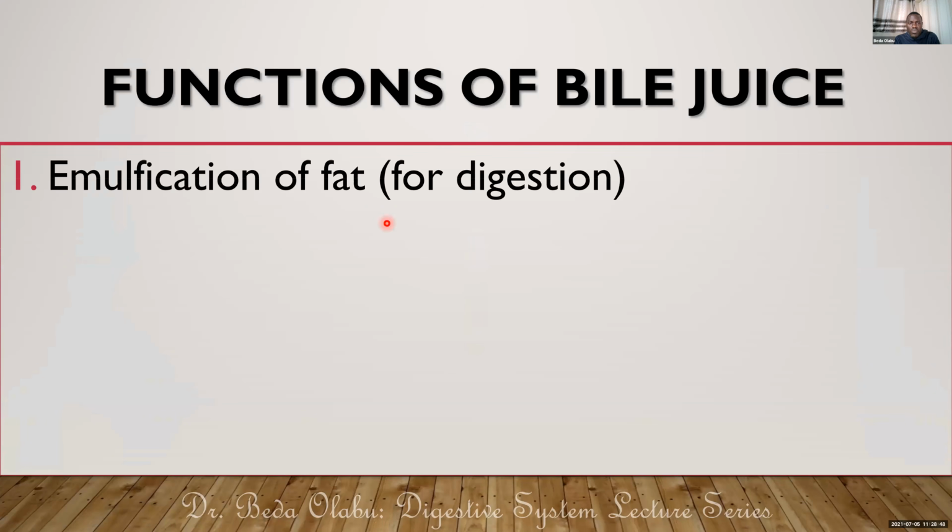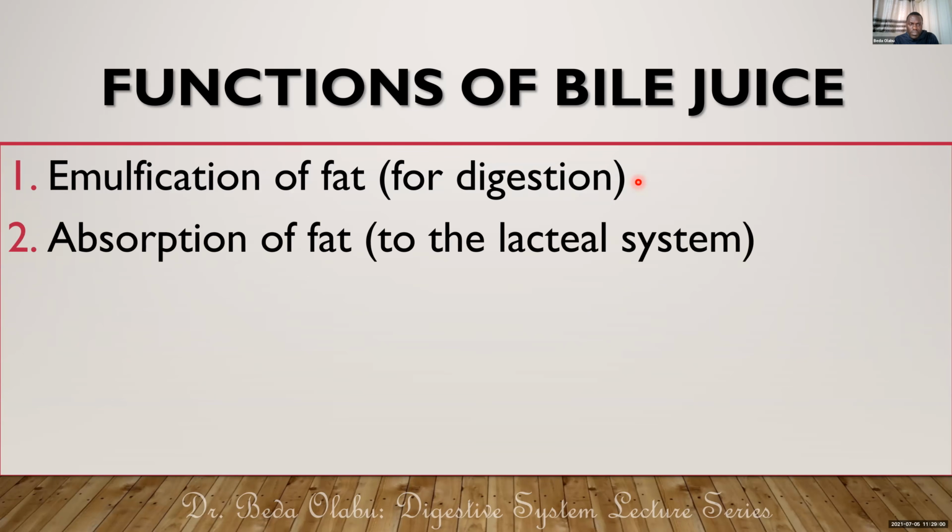So what is the role of bile juice? Bile helps in emulsification of fat. This is basically the non-enzymatic breakdown of large fat globules into smaller globules. Bile also helps in the absorption of fat into the lacteal system. Physiologists will tell you more about what we call bile micelles and the like.